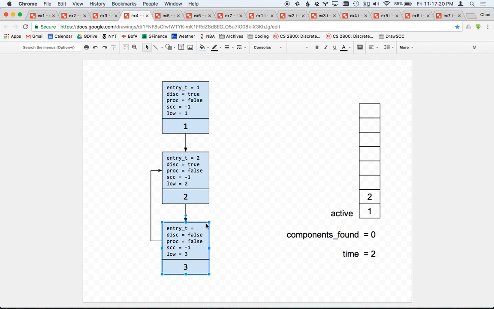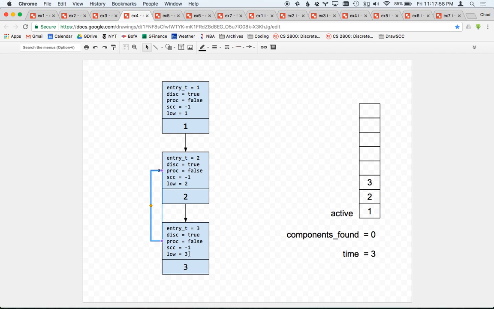There's only this one. That takes us to vertex 3, which we mark as discovered. And we increment the time marker, and the entry time for vertex 3 is 3. And then we push vertex 3 into the active stack, and we start exploring the edges out of vertex 3. There is only one edge out of vertex 3, which points back to vertex 2. And vertex 2 has already been discovered, but it has not yet been processed, which means we're talking about a back edge from vertex 3 to vertex 2.